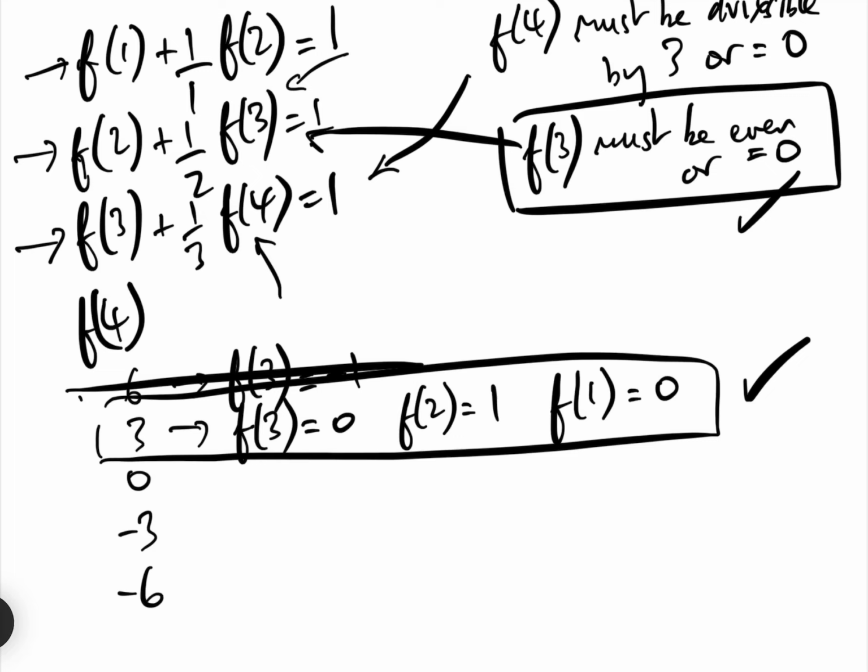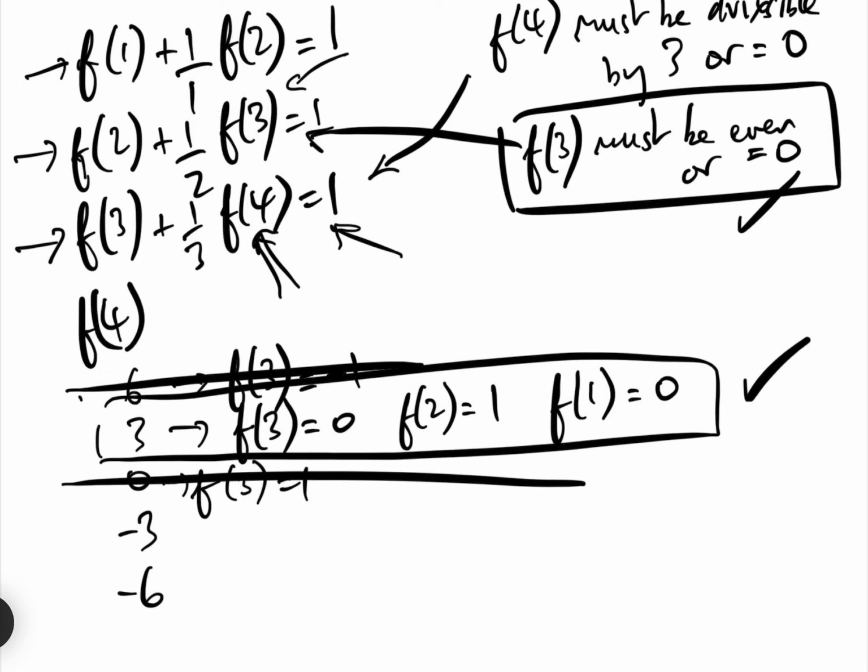Now, what about if f of 4 equals 0? Well, if f of 4 equals 0, then a third of 0 is 0. That means that f of 3 must be 1 from this third equation here. Well, that can't be possible because f of 3 is even, so we can strike that one out.